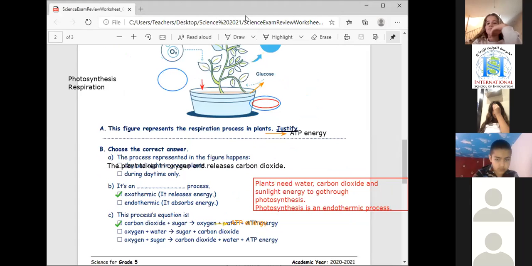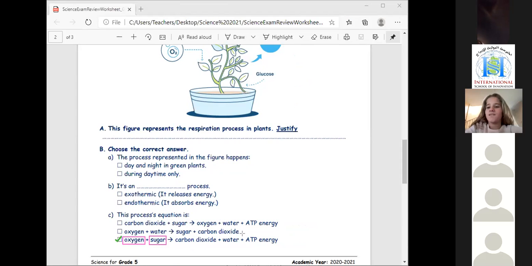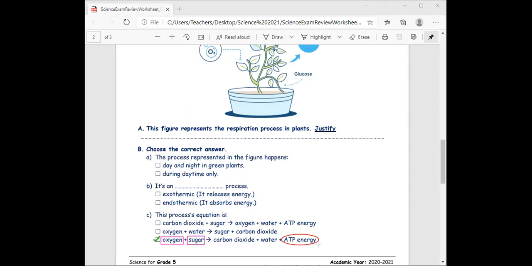To go through respiration, we need oxygen and sugar. So which one is the correct equation of respiration? Is it the first, second, or third one? The third one. Since to go through respiration, we need oxygen and we need sugar. And it is a very important process that helps the plant make ATP energy.